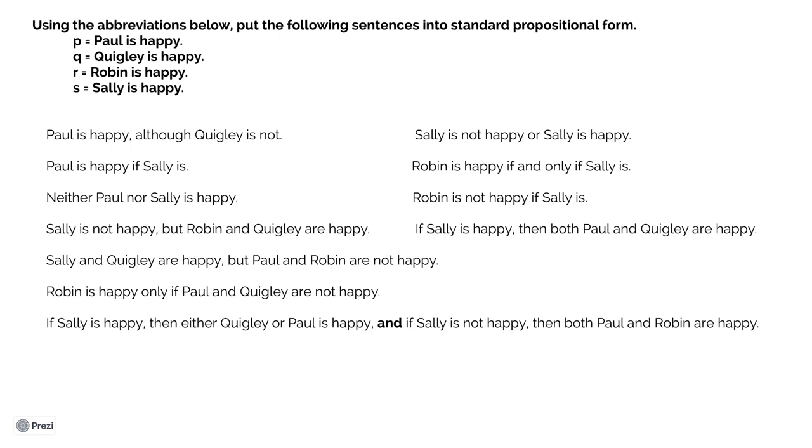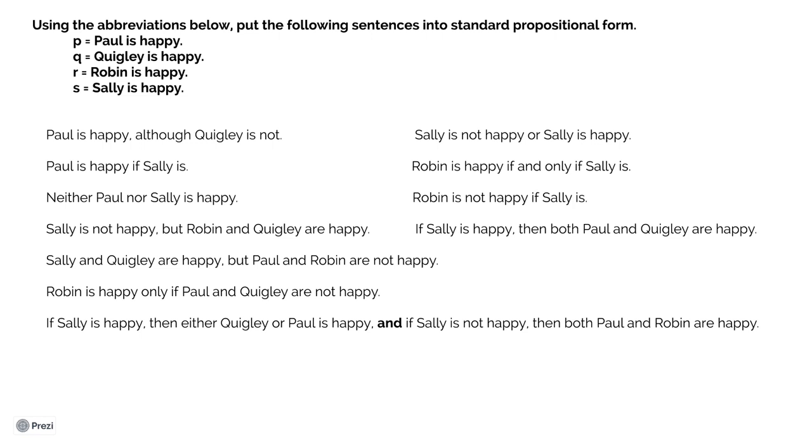Robin is happy only if Paul and Quigley are not happy. In this case, it seems we are meant to take this as Robin is only happy if Paul is unhappy and Quigley is also unhappy. So while it might be tempting to say R, right arrow, negation, parenthesis P and Q, that wouldn't really express everything that the sentence is trying to express. Better then to say R, right arrow, parenthesis, not P, and not Q. When each of them is unhappy, then Robin is happy.